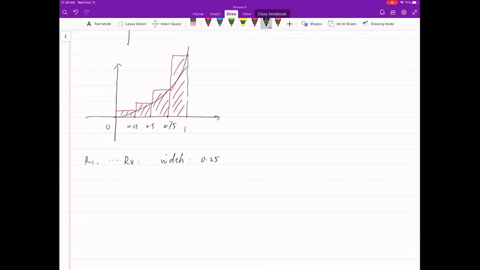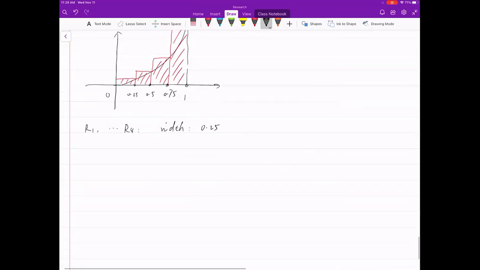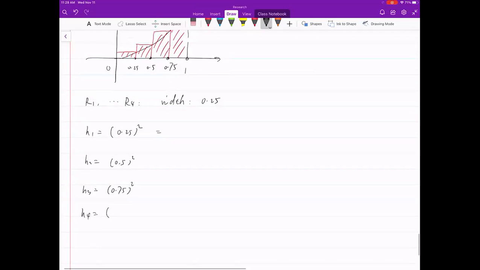Good so far? Okay. According to what I drew, I pick the height to be the function value of y equals x squared at here, at here, at here, and here for each rectangle. So height 1, x squared, remember? And I pick 0.25. H2, 0.5. H3, 0.75. And H4 is going to be 1 squared.